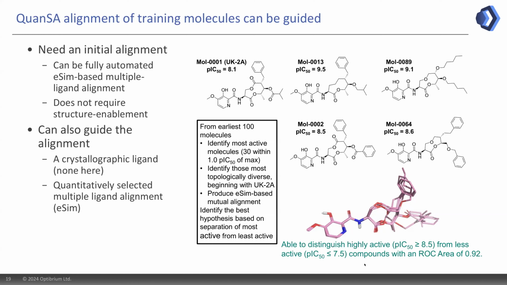We use this in a high throughput screen for those first 100 molecules, defining those with pIC50s greater than 8.5 as highly active and those with pIC50 less than 7.5 as less active. And we use this in a virtual screen, and we have an ROC area of 0.92.